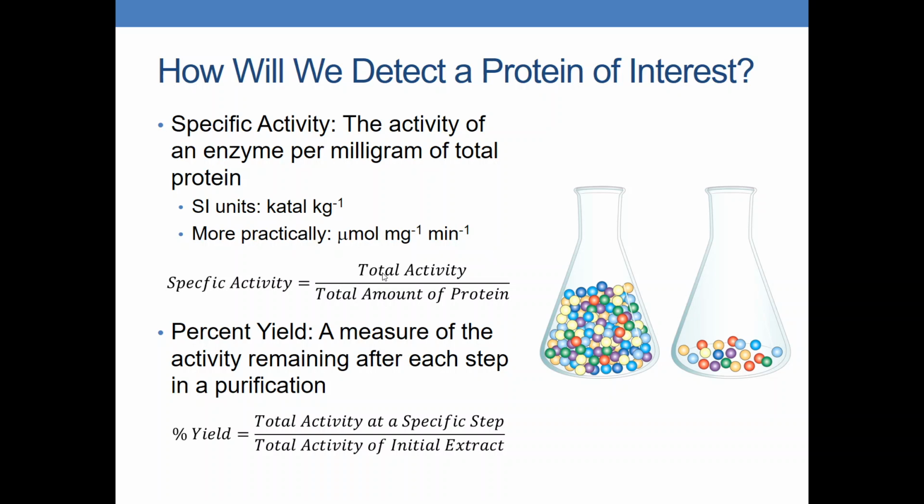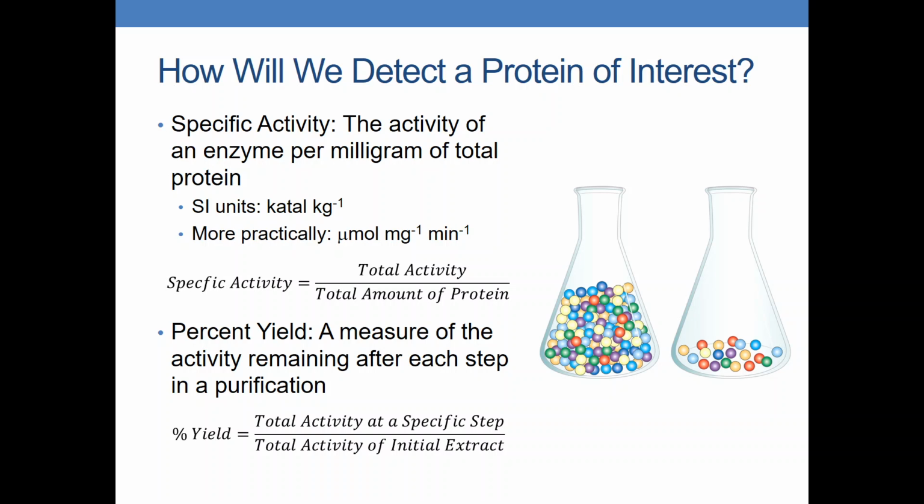So what this means is that my specific activity should go up. So I have a specific activity here in my crude lysate, but because I have reduced the total amount of protein in my final solution, this specific activity term should go up. The total amount of protein goes down, total activity remains constant. The ratio of those two is higher for the purified solution relative to the crude lysate mixture. Now this is important because it allows us a way to quantify the purification progress.